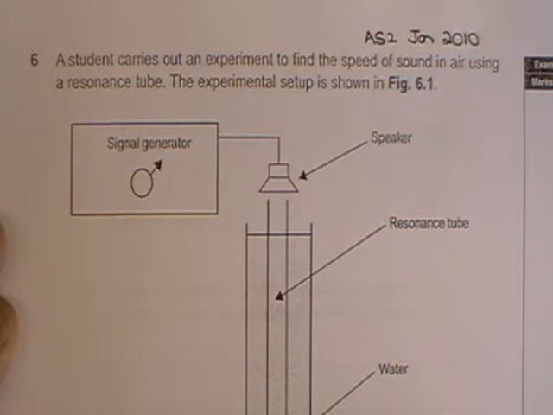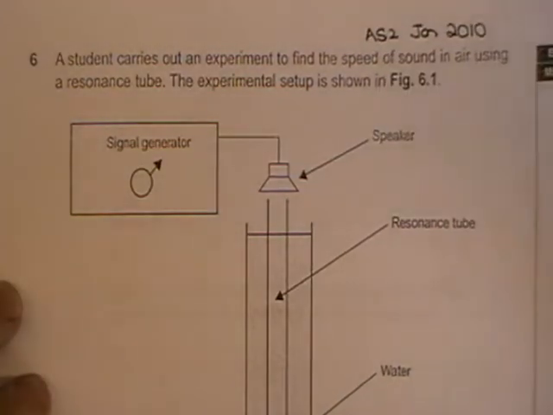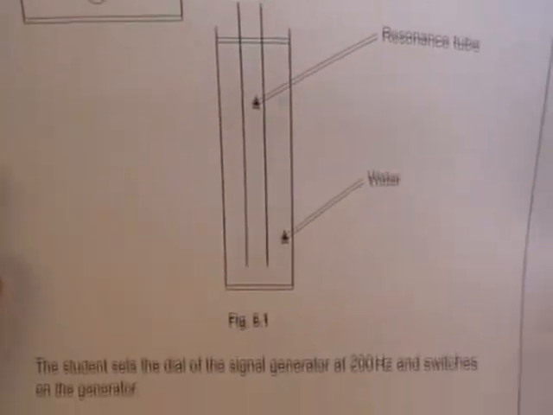This is January 2010, question 6. A student carries out an experiment to find the speed of sound in air using a resonance tube. The experimental setup is shown in figure 6.1. A student sets a dial of the signal generator at 200 Hz and switches on the generator. Describe briefly the procedure which must be adopted by the student in order to obtain the first position of resonance.